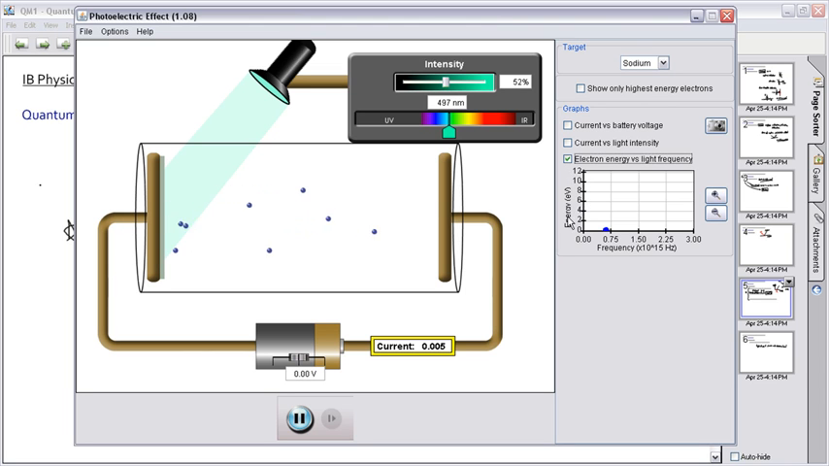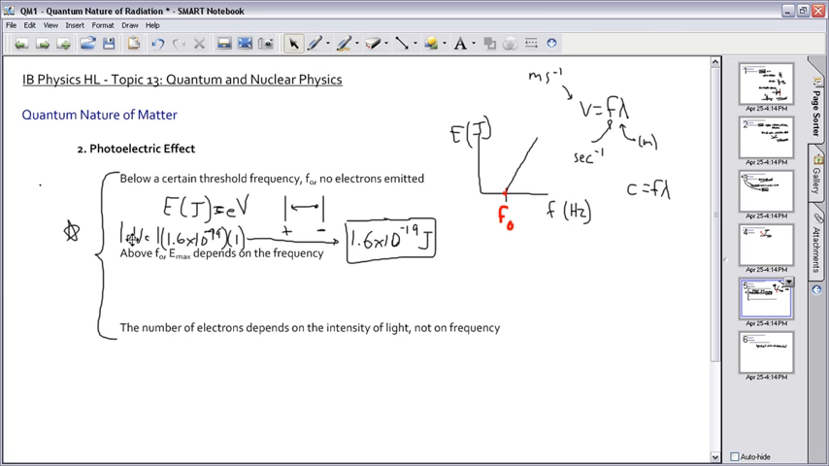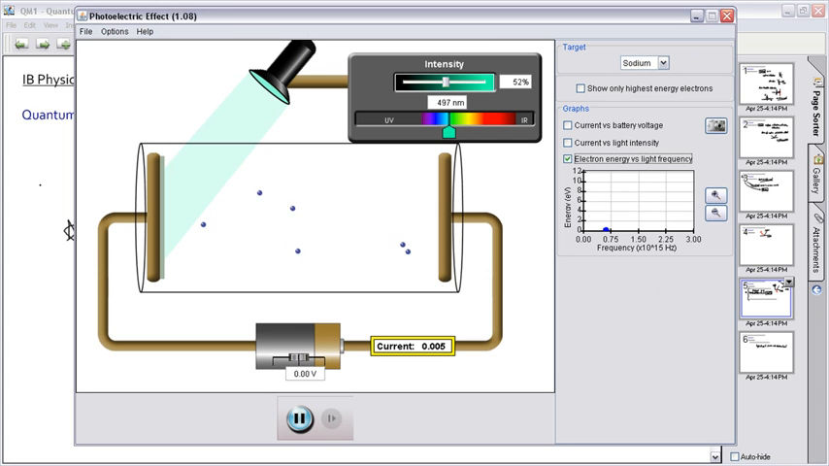We can graph electron energy versus frequency here. And remember, these are in hertz and these are in electron volts, that strange unit of energy, which is just one charge of an electron times 1 volt. It turns out one eV is 1.6 times 10 to the minus 19 joules. So let's look at this relation, that above a certain frequency, the maximum depends on the frequency. Let's see that happening.